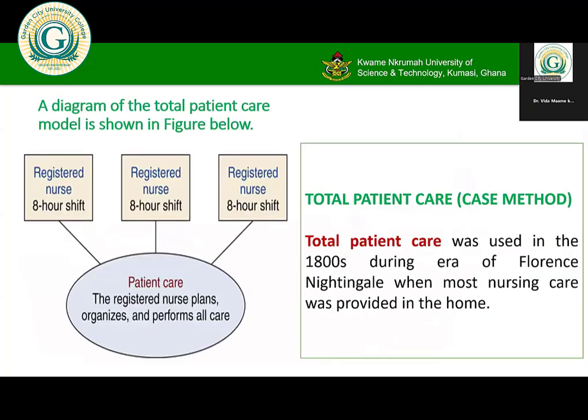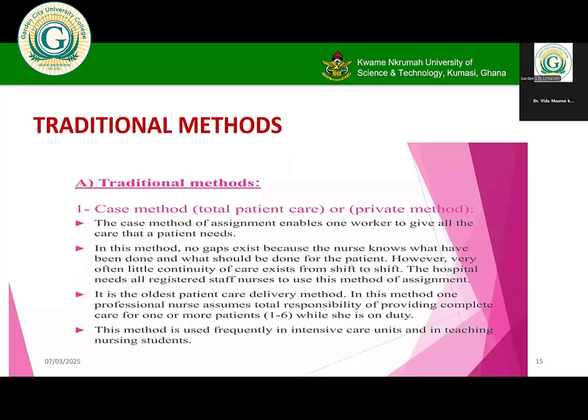So what is the case method? That is total patient care. Total patient care was used in the era of Florence Nightingale, when most nursing care was provided in the homes. As you can see, a diagram of the total patient care model is shown. We have the registered nurse, and it is based on the shifting system. The registered nurse plans, organizes, and performs all the care, on an 8-hour shift system.